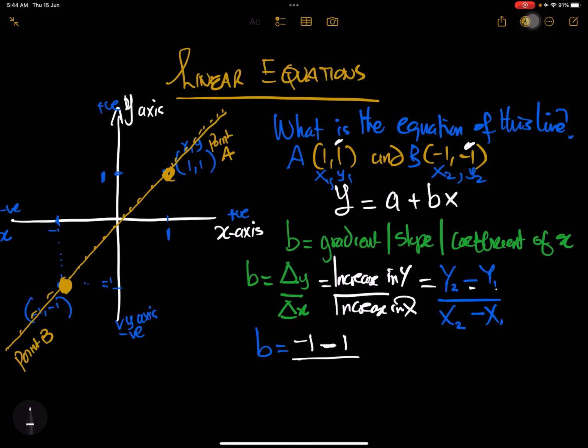And then we divide the whole thing by x2. What's our x2? Our x2 is negative 1. We put negative 1 there. And what is our x1? Our x1 is 1. So I bring the sign first, so minus 1. What are we going to get? We are going to get negative 1 minus 1 is negative 2.